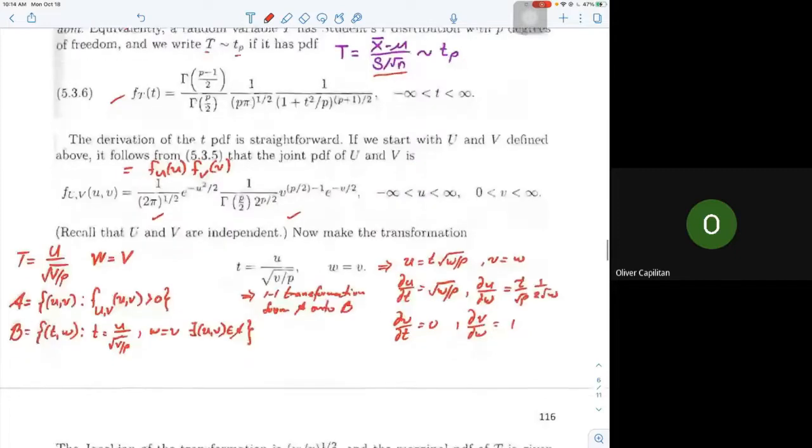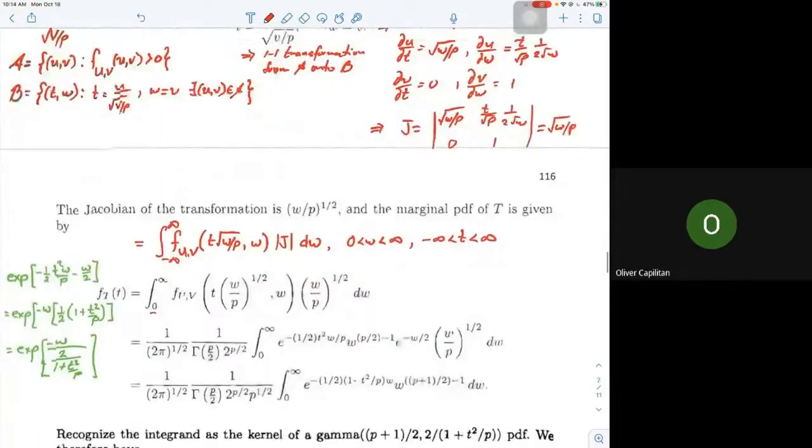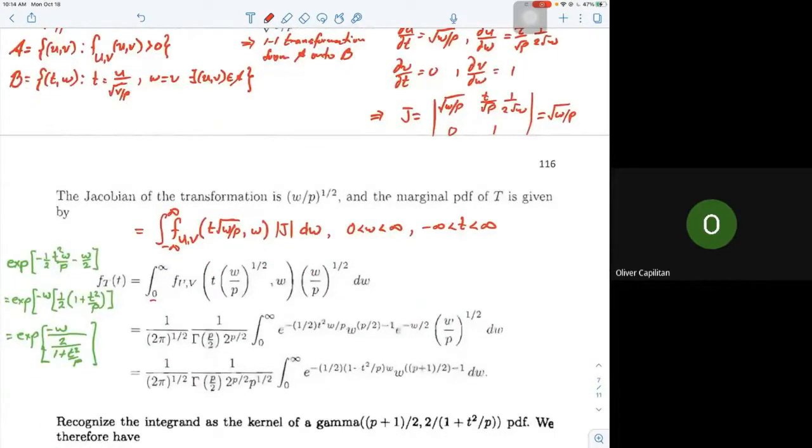Okay, so this would imply that the Jacobian of our transformation here, which is the determinant of the matrix of partial derivatives, the square root of W over P here, T over square root of P, 1 over square root of W, we have 0, then we have 1. So the answer for this is the square root of W over P. So this is the Jacobian of our transformation, the square root of W over P.